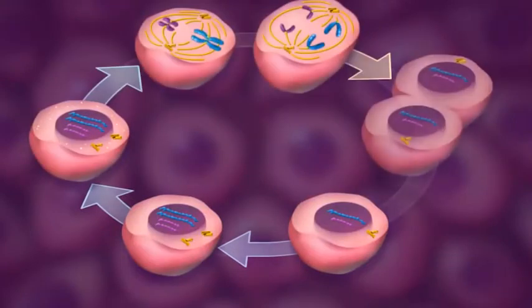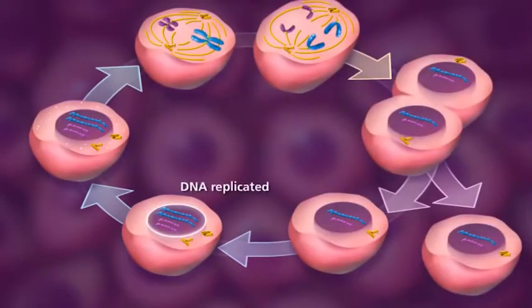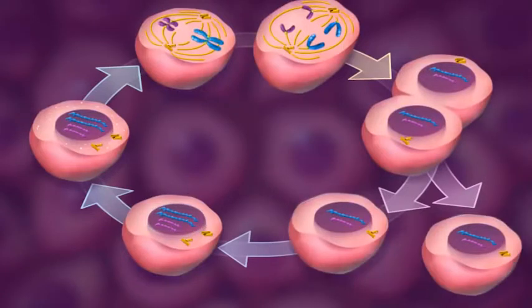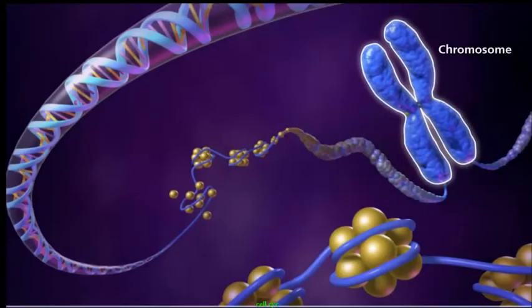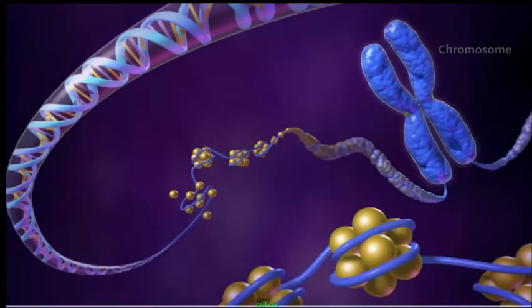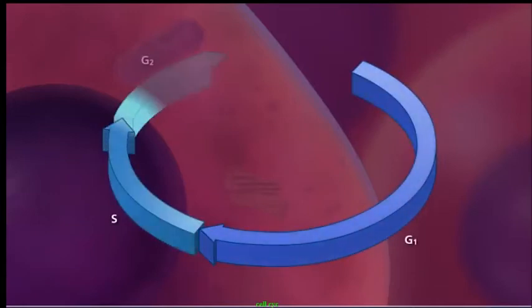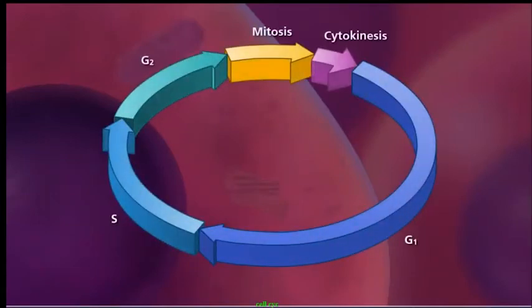The cell must first replicate its DNA so that it can provide an exact copy to each of the two daughter cells that will come from the cell division. After the DNA has been replicated, the chromosomes condense in the nucleus of the cell. The replicated chromosomes are called sister chromatids. The cell cycle is broken up into 4 different phases, taking around 24 hours to complete.